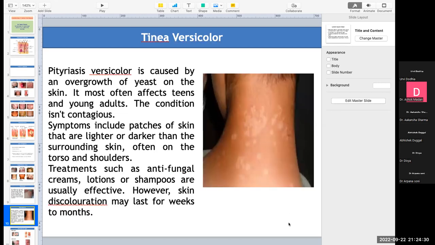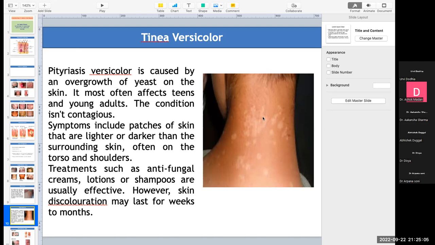Now, the next most common fungal infection is Tinea versicolor. This is very important as far as clinical diagnosis is concerned. Why? Because this fungus is mainly a kind of yeast. Why am I telling you it's important? Because in this infection, the patient comes with white patches also. So people can get confused, oh, these are white patches, so they can confuse it with vitiligo.